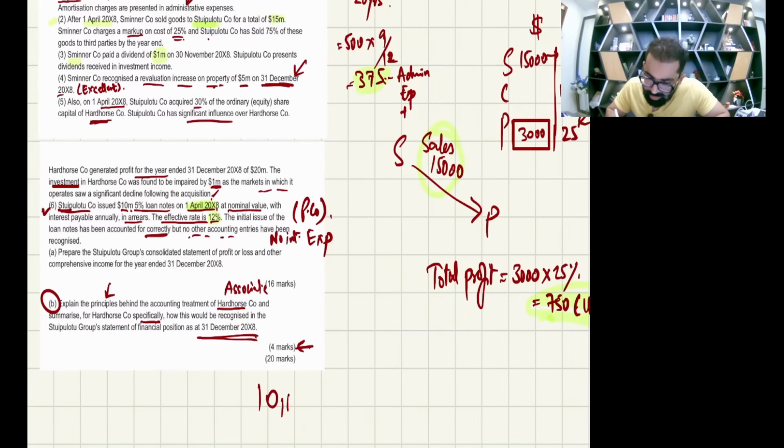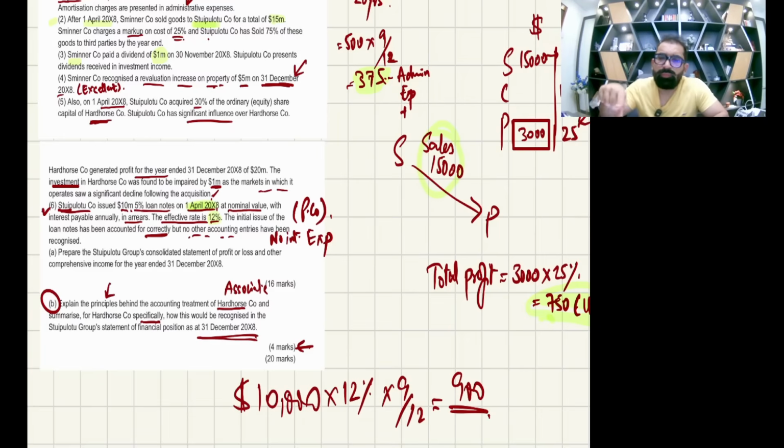So how do we calculate 9 months interest expense? Let me tell you. 10 million means $10,000 loan into 12% into 9 upon 12. This is going to be 900. As it belongs to P company, it will only hit your consolidated income statement. That's it. No NCI.